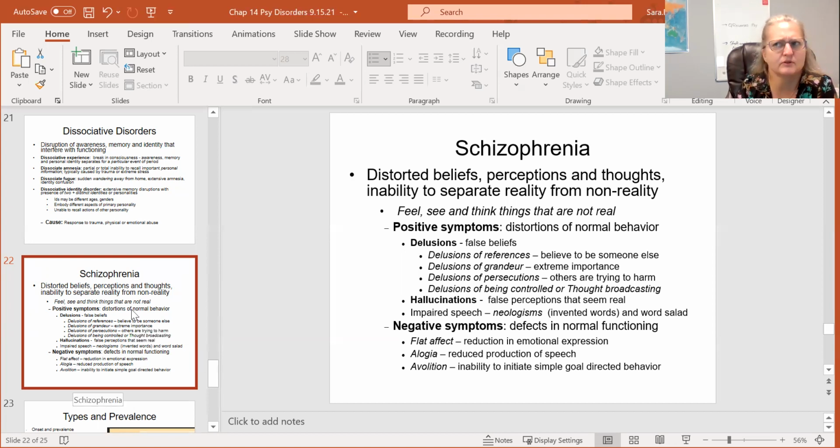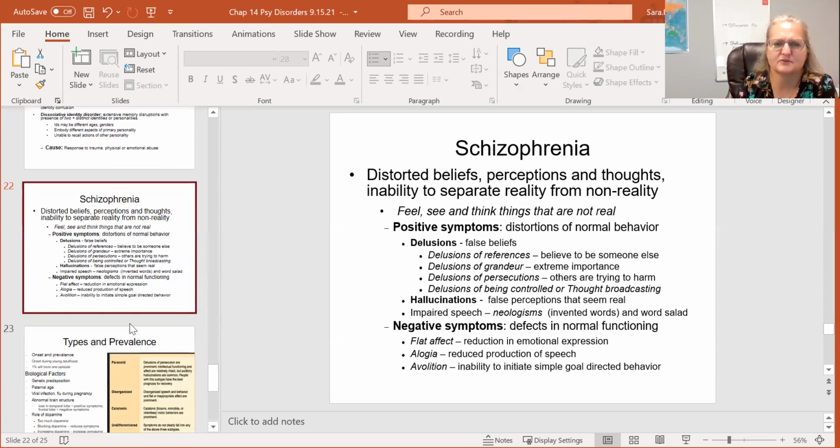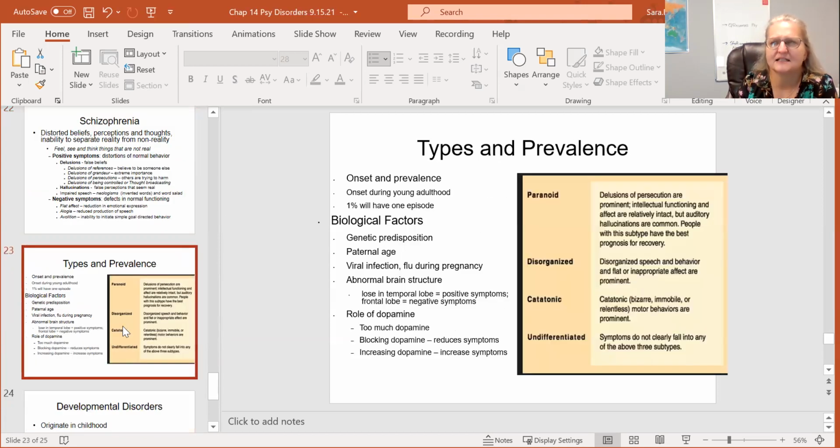Or they can't produce speech, or maybe they move very, very slowly. I think there's a movie, Robin Williams, Awakenings, has an example of some of these folks that are sort of stuck in a psychotic episode, and they're moving, right? But they move so slowly, it's imperceptible. You can't even see it.